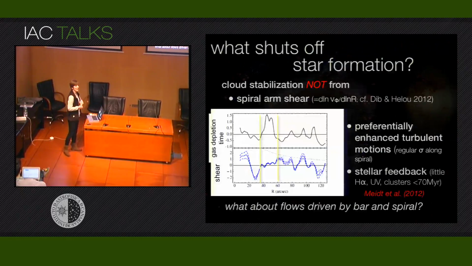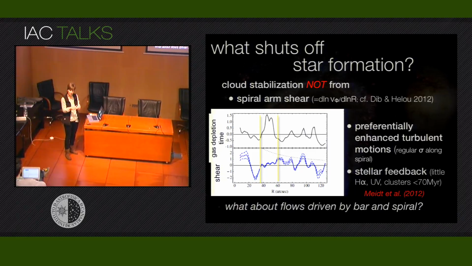Well, I think the thing to do is to ask what is shutting off star formation, right? So I've considered a few things, mostly related to those three kinematic characteristics of motion of gas in a spiral potential. So I can tell you what it's not from. It's not from shear. Okay, so here I've got a profile of shear in blue, and I'm comparing it directly with that gas depletion time again.